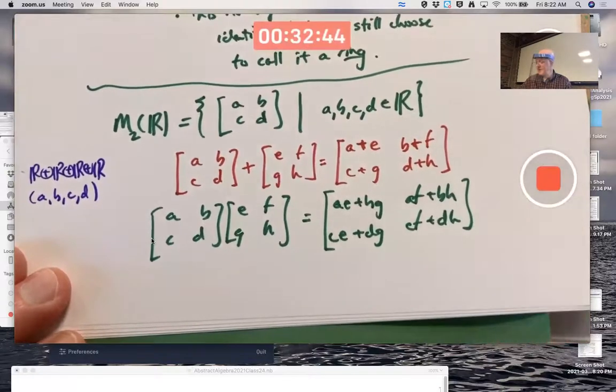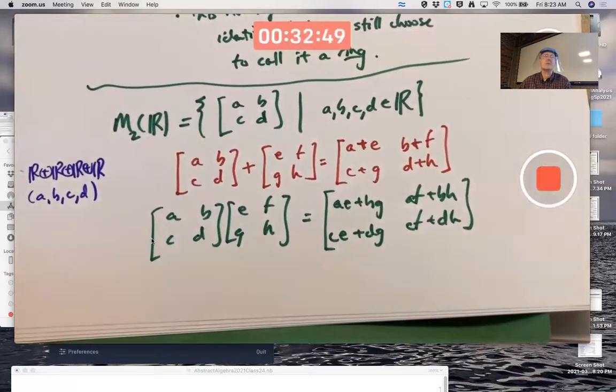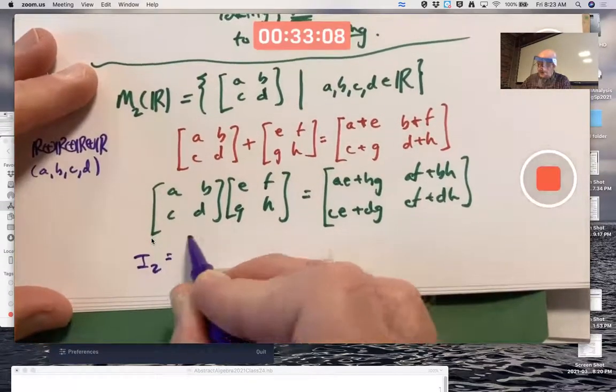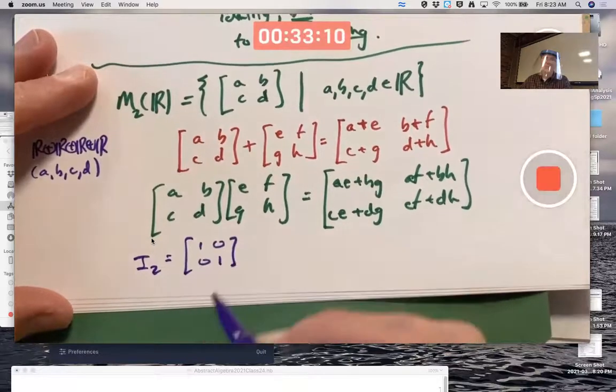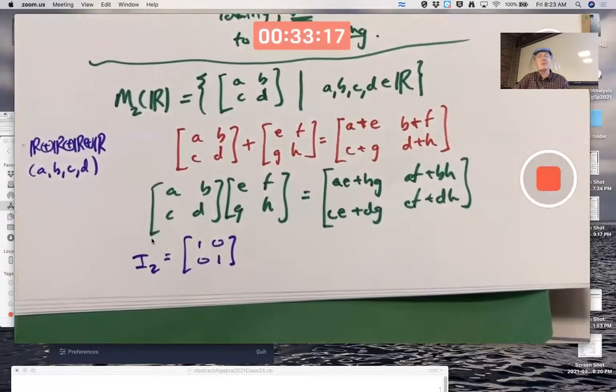But again, I'm not saying the determinant is non-zero. So I could be multiplying matrices that are not invertible. And I guess we're saying that's okay. It's still going to be a ring. There is a multiplicative identity, right? The identity matrix, I sub 2 say, 1, 0, 0, 1, is a multiplicative identity, but certainly not every matrix has a multiplicative inverse. Only those with a non-zero determinant do.